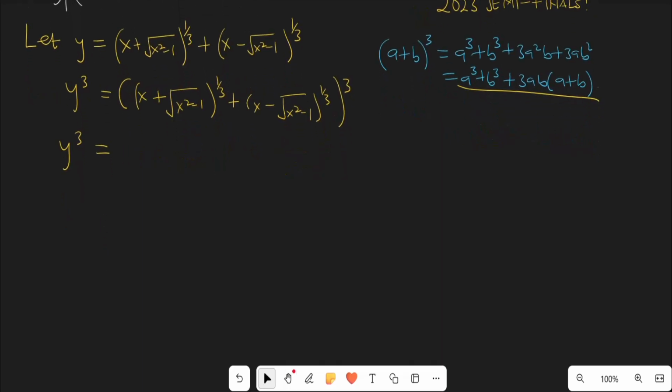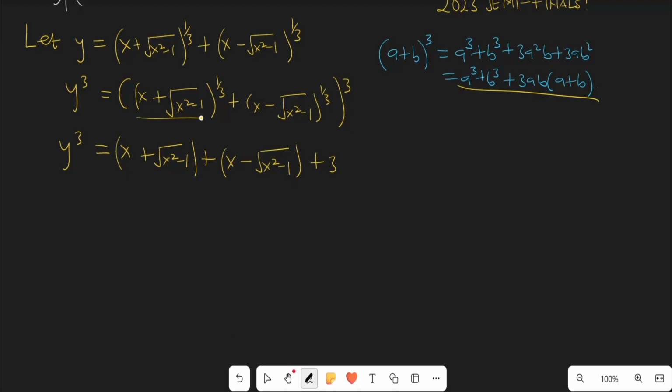That is going to be a cubed. This one cubed, the 3 is going to cancel the 3 on top, leaving the power 1. That is just going to be x plus the square root of x squared minus 1. Plus this one cubed, that is b cubed, which is going to be x minus the square root of x squared minus 1. So this is a cubed plus b cubed plus 3 times ab.